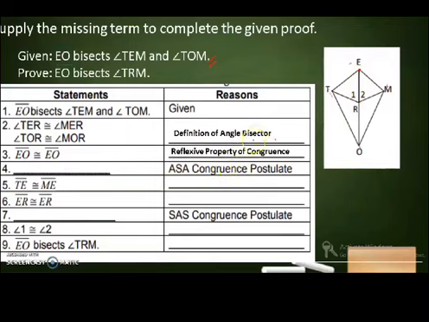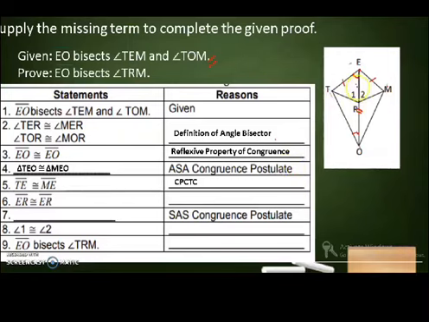And then we have formed another triangle. So we have now our ASA. We have formed an angle, a side, and another angle. So we have angle, side, angle. So we have triangle TEO is congruent to triangle MEO by ASA congruence postulate. Now we have TE is congruent to ME by CPCTC, or corresponding parts of congruent triangles are congruent.